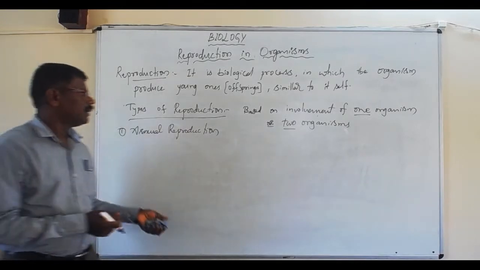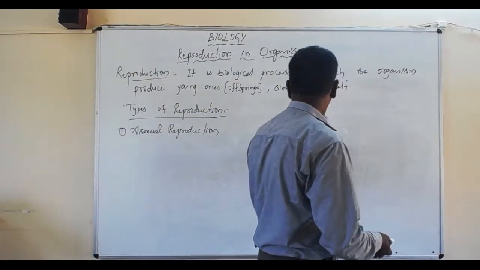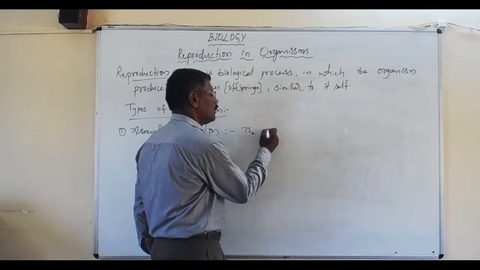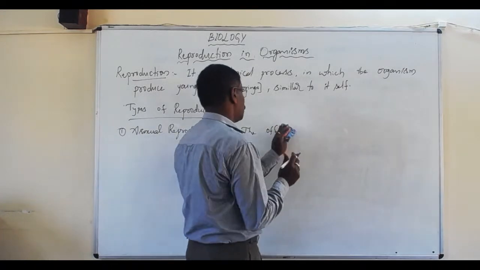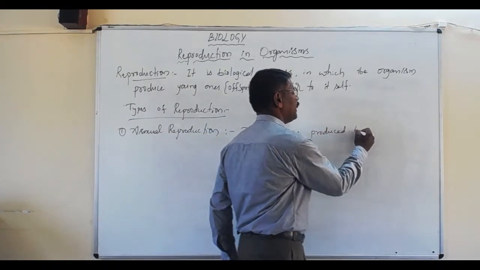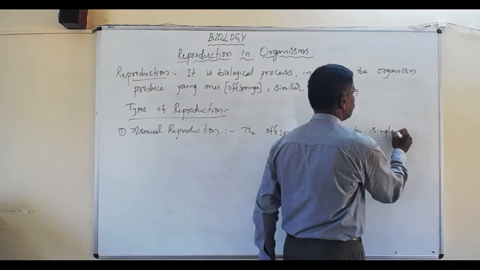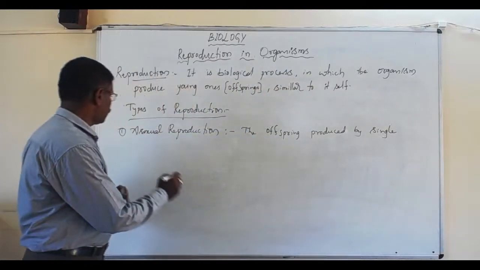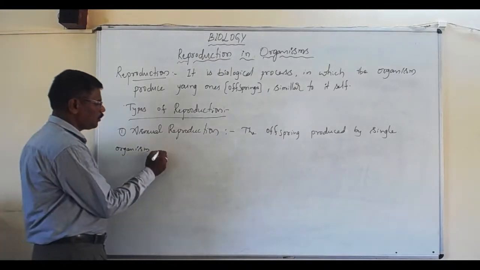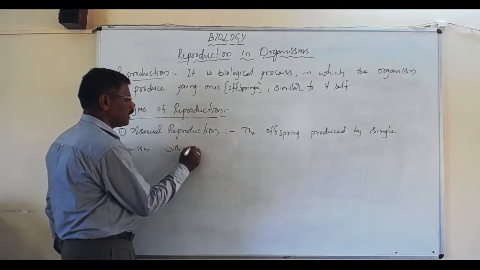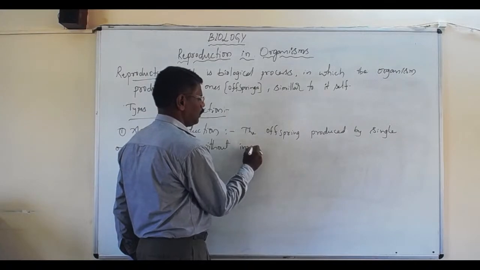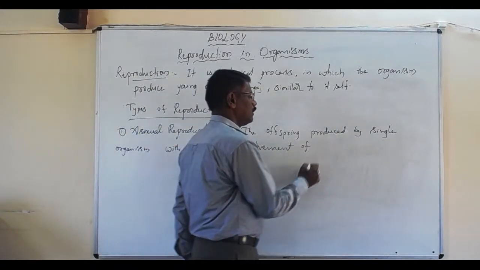Asexual reproduction. What is asexual reproduction? Asexual reproduction is nothing but offspring produced by a single organism, with or without the involvement of gamete formation.